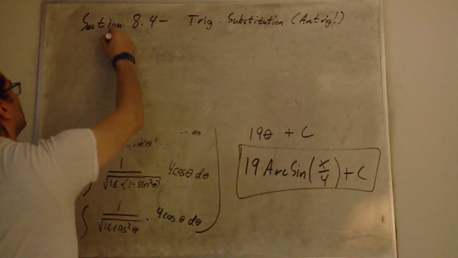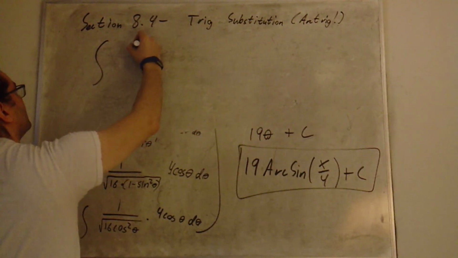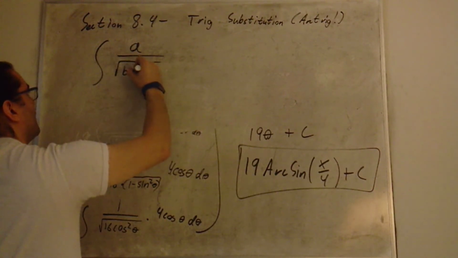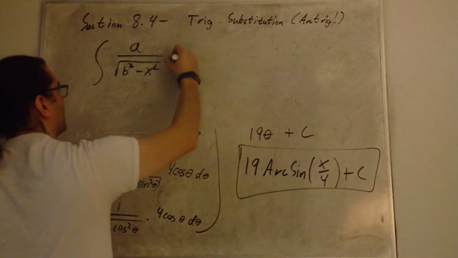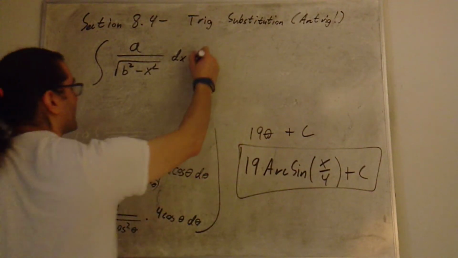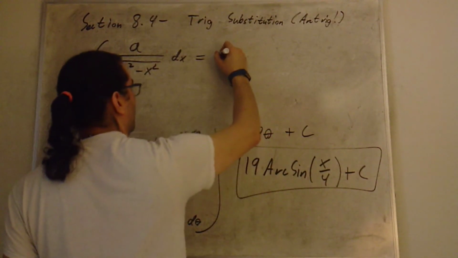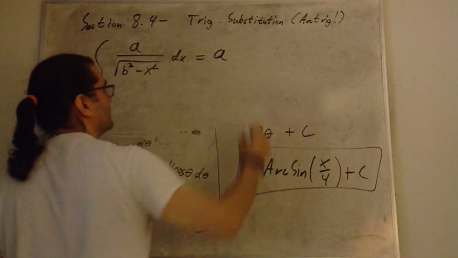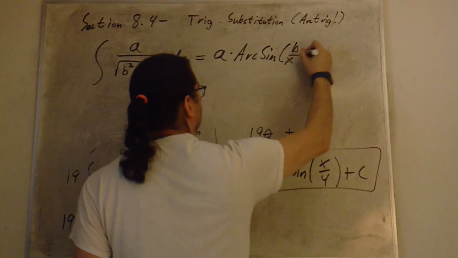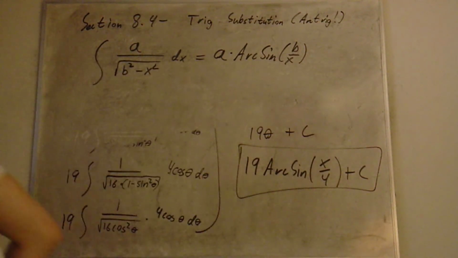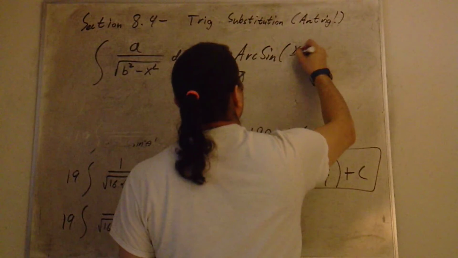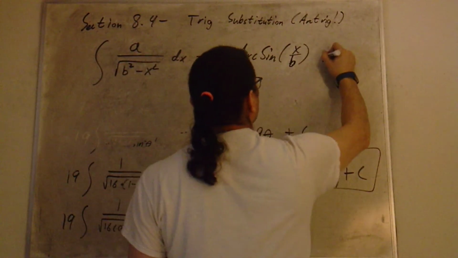The integral of a over the square root of b squared minus x squared dx. Anything that has this form will integrate into a as a coefficient times the arcsine of x over b, plus c.